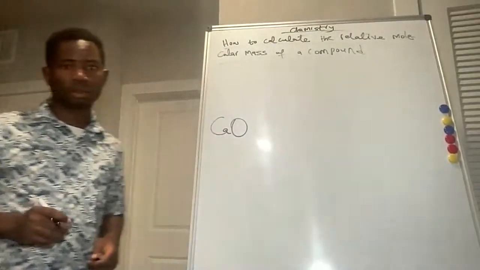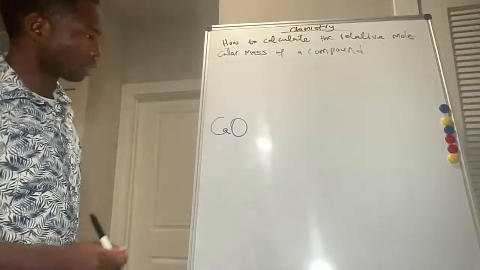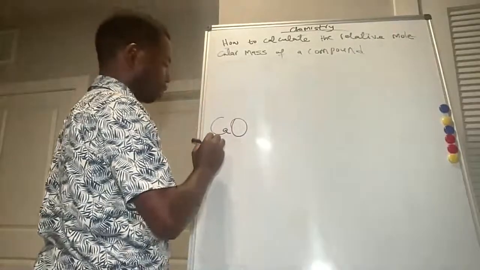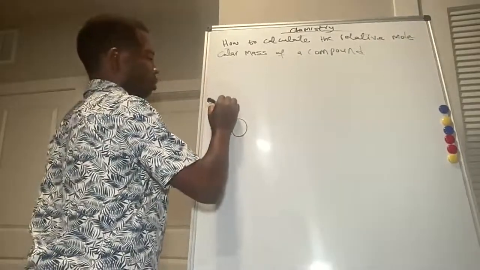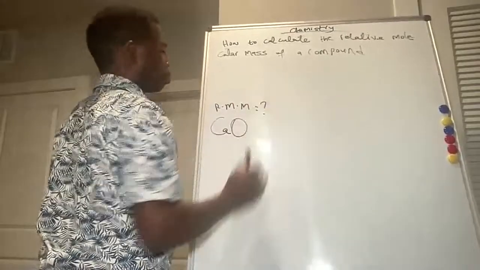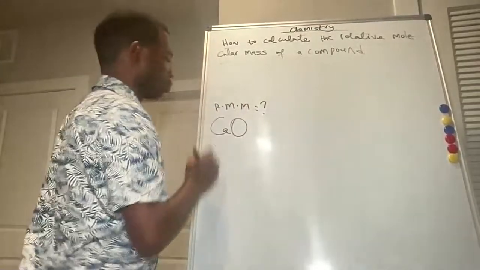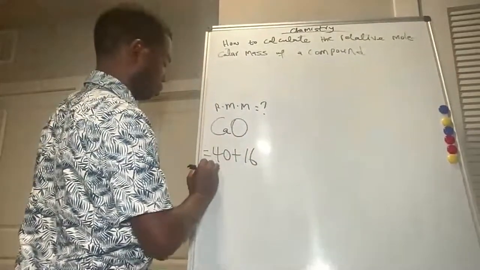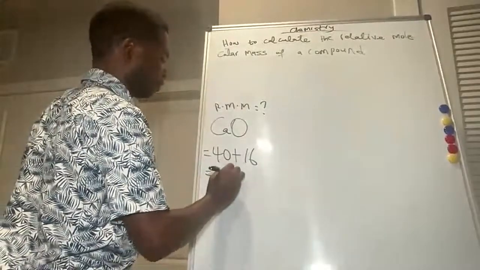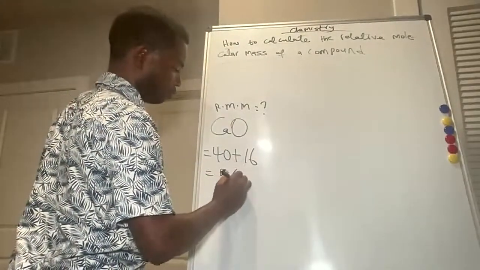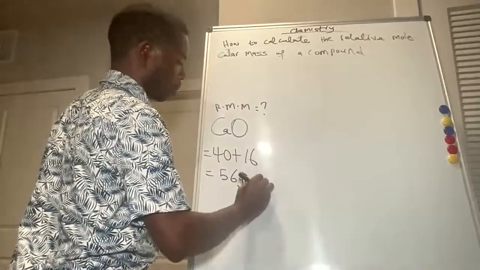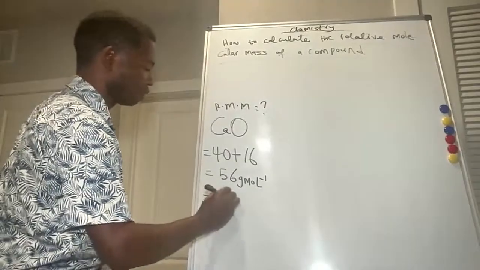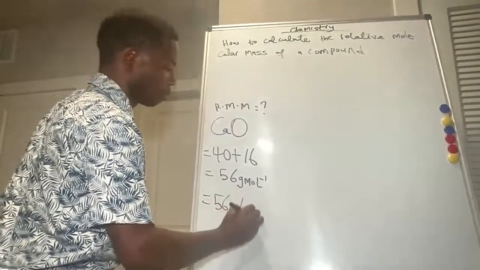If we are told to calculate the relative molecular mass of calcium oxide, what are we going to do? Calcium is 40 plus 16 is equal to what? 56 gram per mole. Or you can represent it in this way, 56 gram per mole.